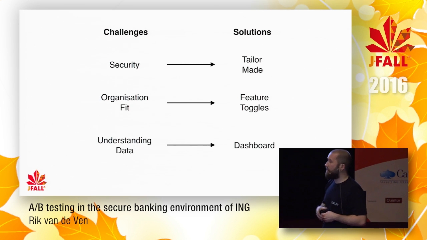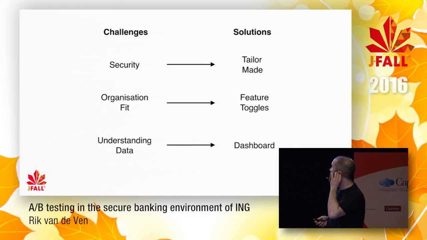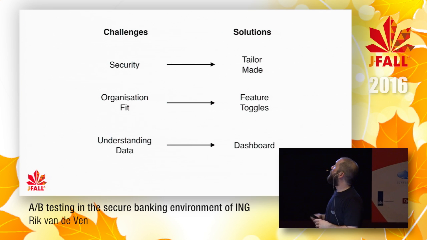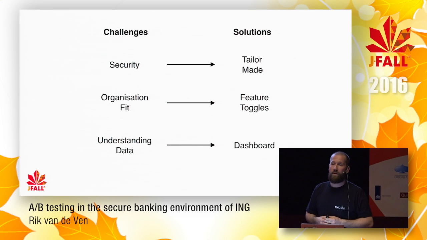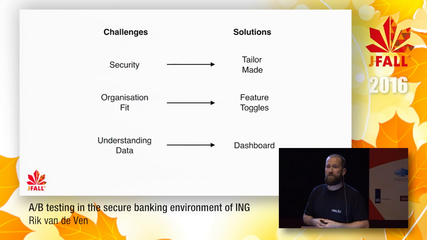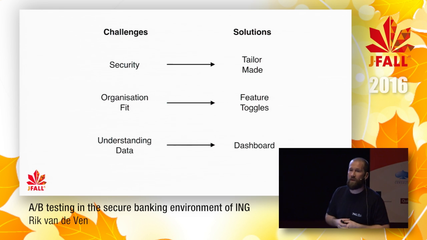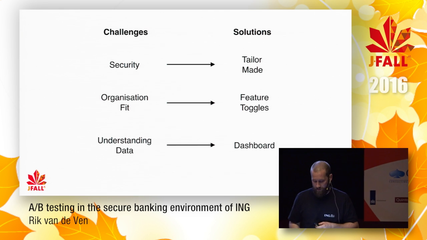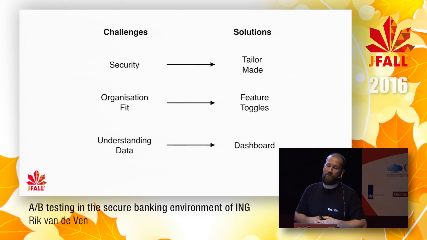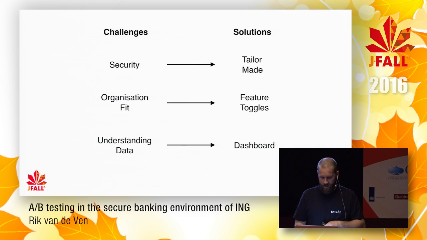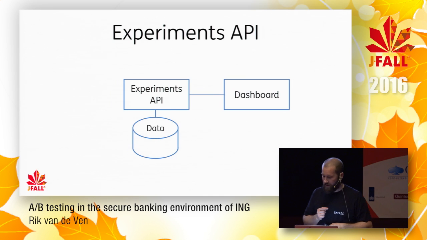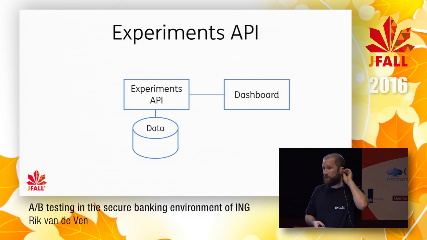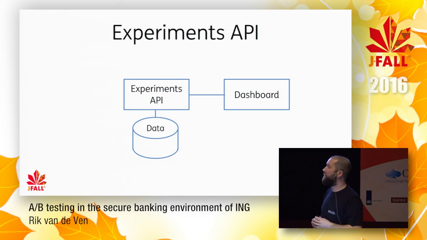So let's get back. We had 3 challenges. Security, which we fixed by building it ourselves, a tailor-made solution for us. We had organization fit, which we fixed by making sure we can work with feature toggles, so every squad can do experiments by themselves. And we need to understand data, so we need to provide a clear dashboard. If you combine all these, we have to build something, and well, this will be a really complex architecture diagram. This is what we had to build. One API, data underneath, and a dashboard, and this is basically our A/B testing solution.